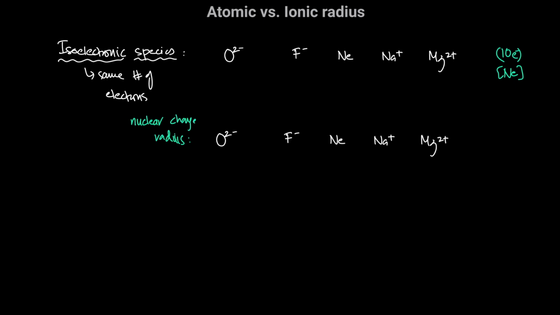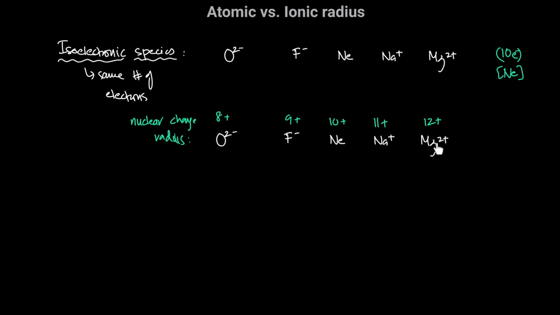The oxide ions have a nuclear charge of 8 plus, there are 8 protons in the nucleus. For fluoride, you have 9 protons. For neon, you have 10 protons in the nucleus. For sodium, you have 11. And then magnesium, you have 12.